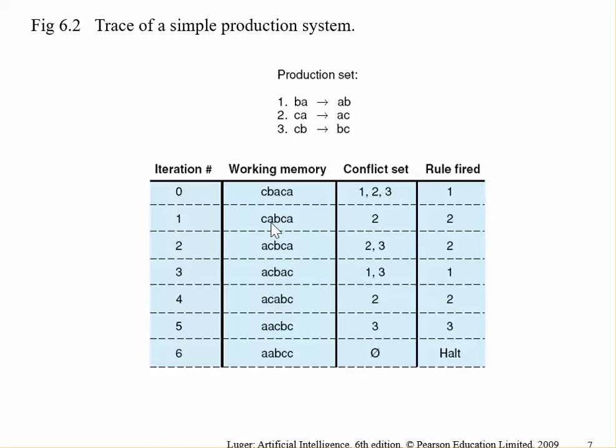AB is not the same as BA. Then CA, it is there. So we're adding 2 in the conflict set. And then the CB is not there. Now, which one are we going to execute? The first one, which is actually the only one.